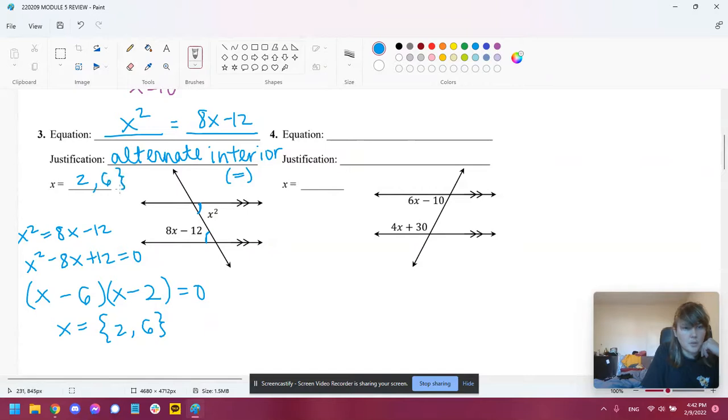This one will have 2 answers because it's a square. X squared will always have 2 answers, or usually have 2 answers. Cool.